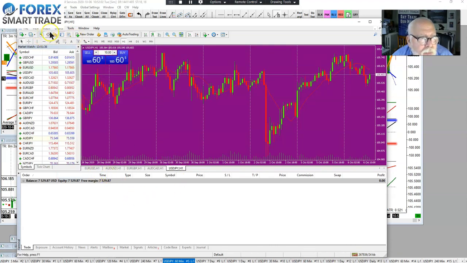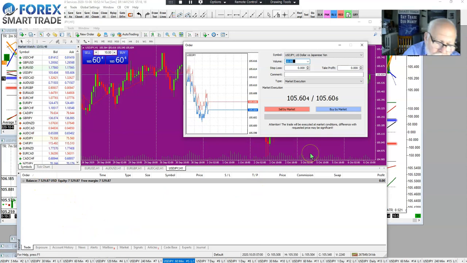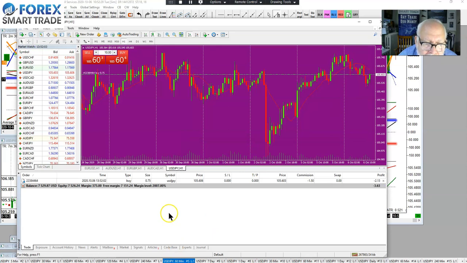So I've got the chart up. I'm going to go to new order. Check I've got the right symbol, and volume. I've got the 7,500 in my account, so my lot size is going to be 0.75. I'm just going to move the decimal spot over 4 places. 1, 2, 3, 4. And then I'm going to market execution, market buy.